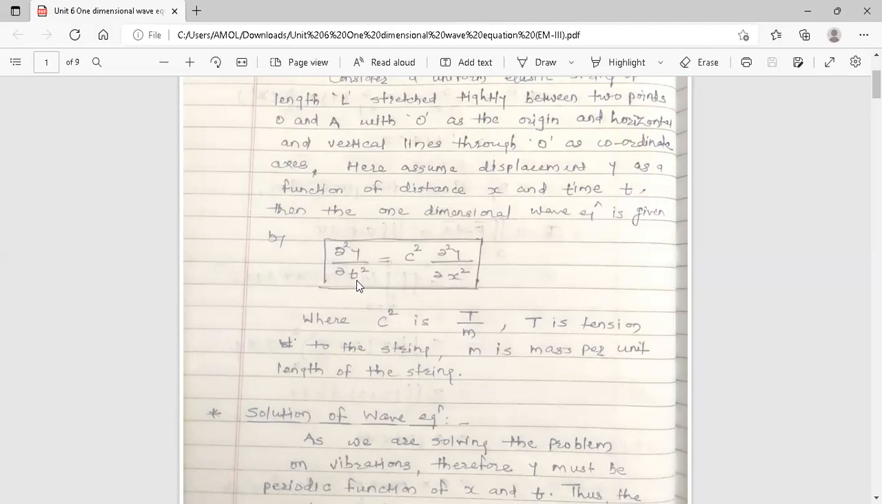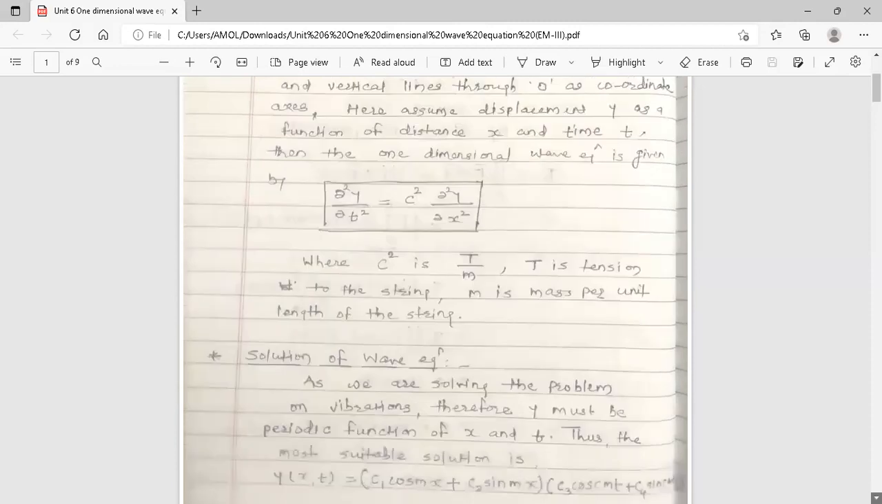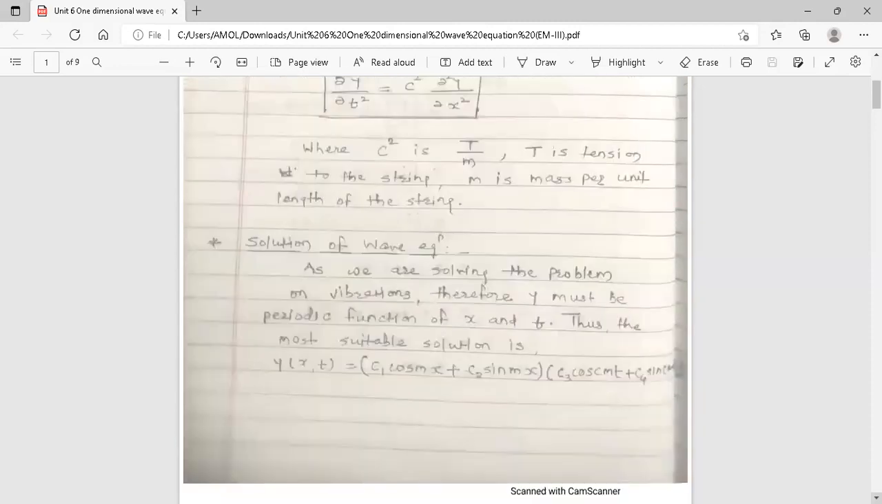Okay. Now the solution of the wave equation. As we are solving a problem on vibrations, y must be a periodic function of x and t. Thus the most suitable solution is y of x, t is equal to c1 cos mx plus c2 sin mx, in another bracket, c3 cos cmt plus c4 sin cmt. This is the most suitable solution for the wave equation.